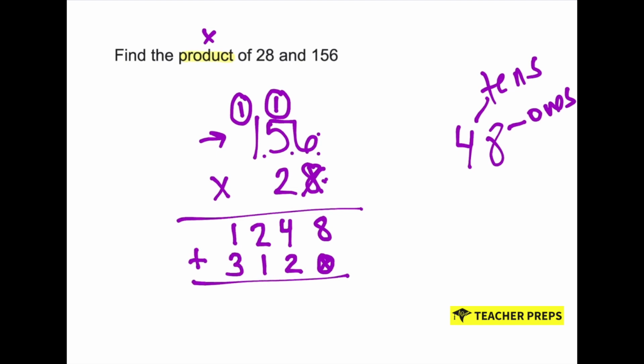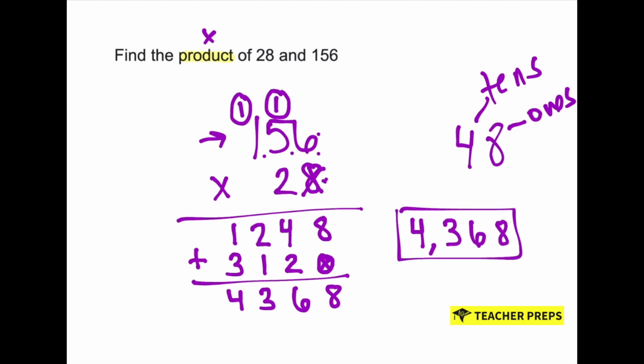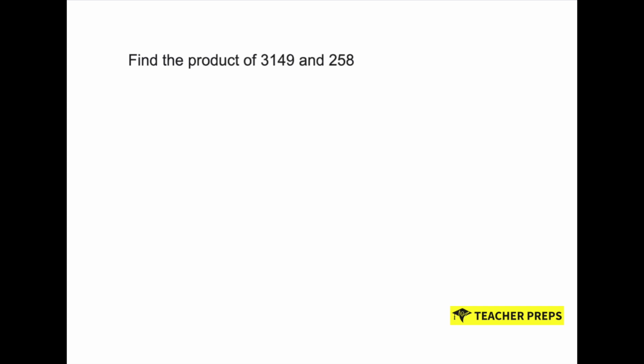The final step is to add those two layers. 8 plus 0 is 8, 4 plus 2 is 6, 2 plus 1 is 3, and 3 plus 1 is 4. Put your comma in your final answer and we have 4,368. Pause the video and try this next one on your own.